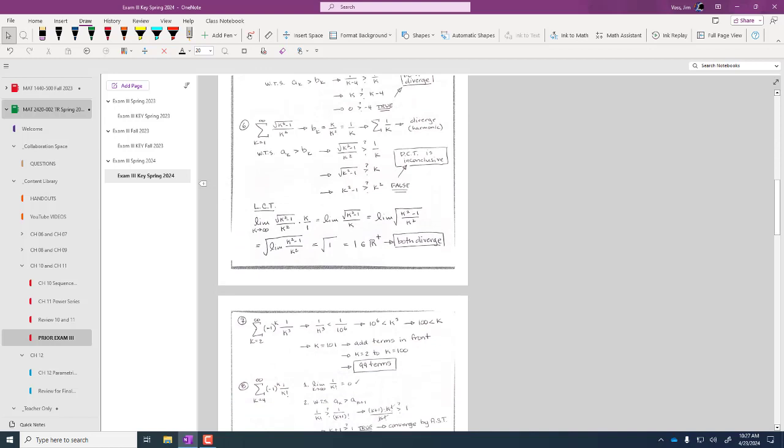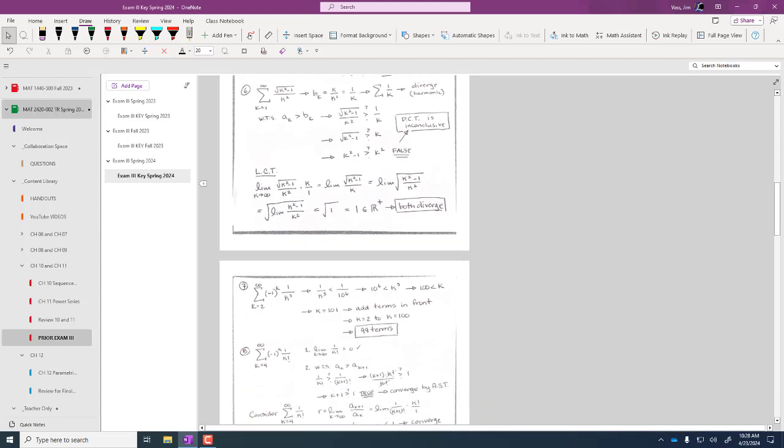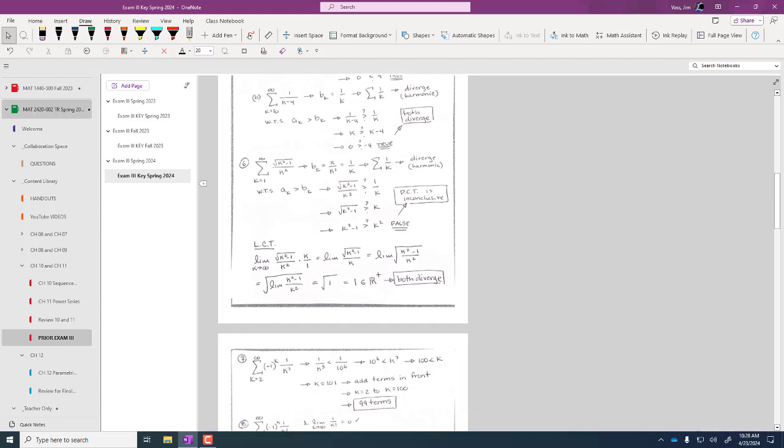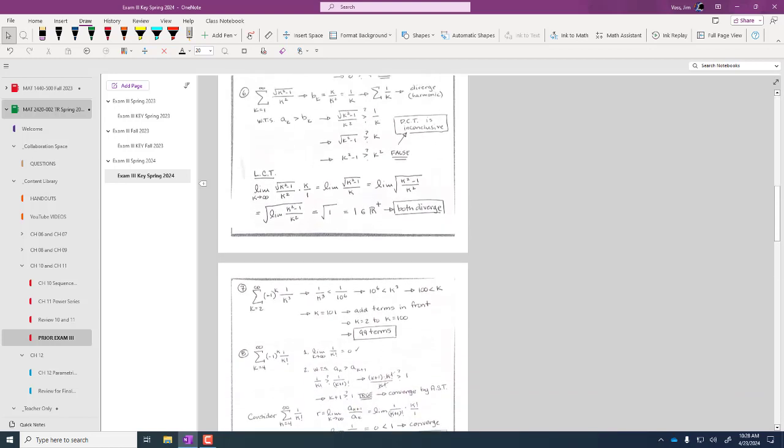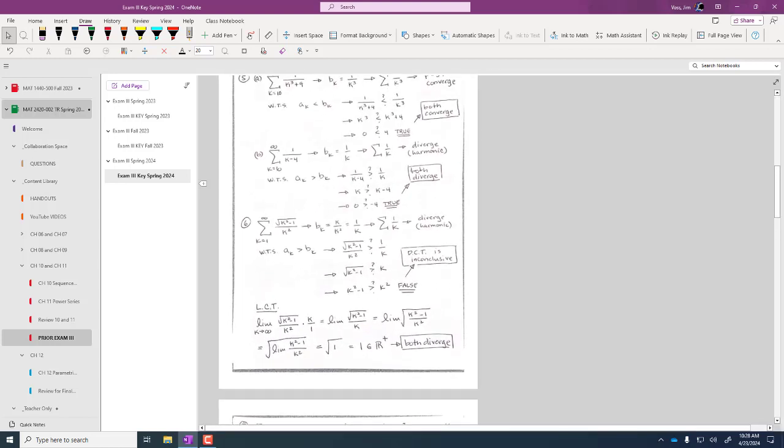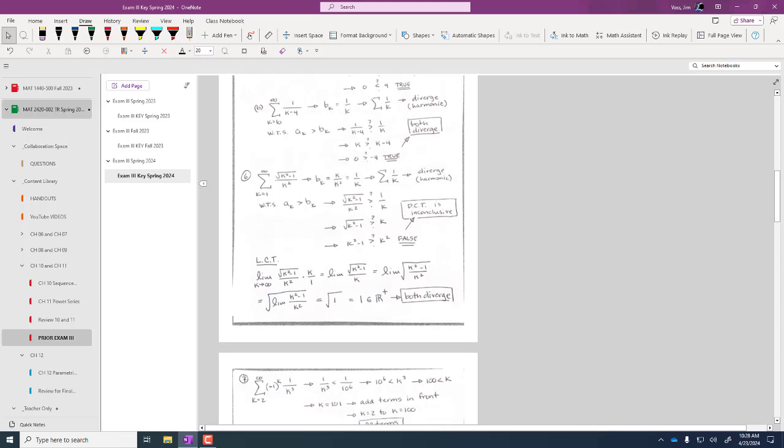I did see an error down here. This one didn't show up a lot, but it did show up. Let's see, where was it? Was it on 6 or was it on 5? I think it was on 6. Okay, yeah, 6. Actually, there was a handful of you that chose the wrong b sub k. The b sub k here is 1 over k. It is not 1 over k squared.